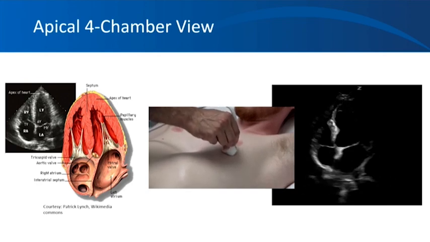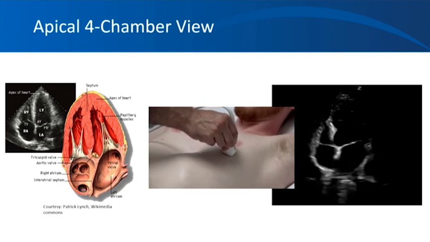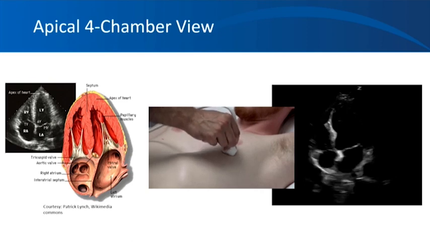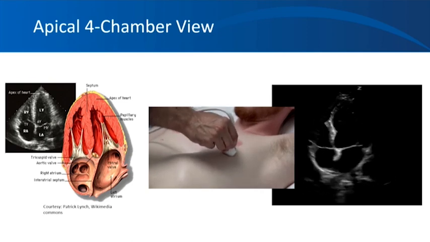Usually right ventricular size is less than 2/3 of the left ventricle, and this is also a good view to look for ventricular contractility and if there is any pleural effusion.